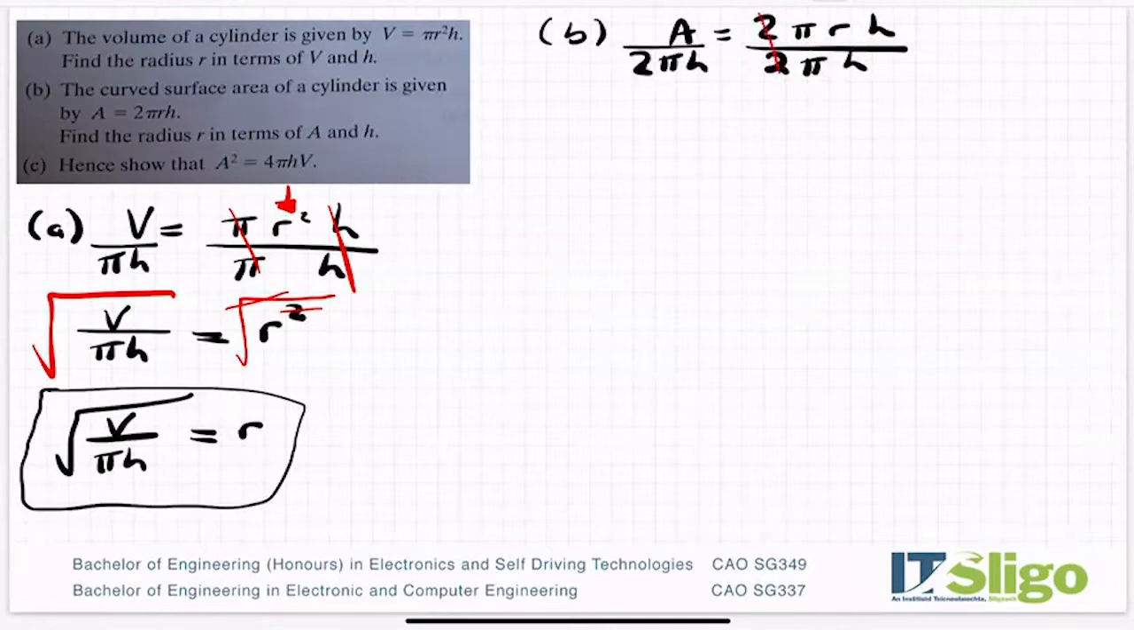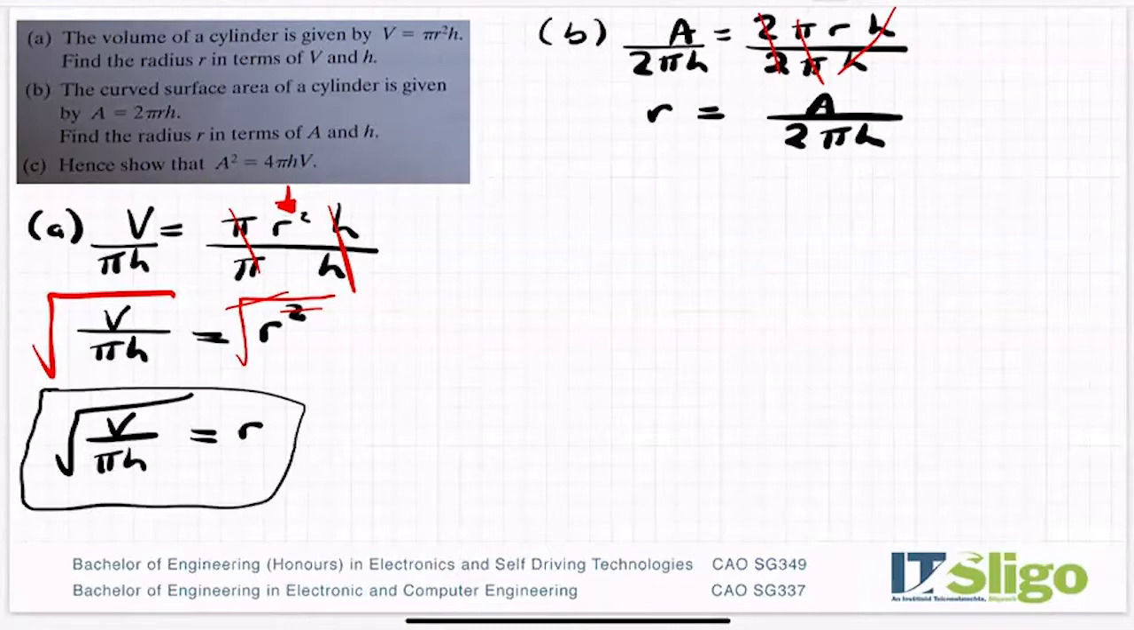So that I get, I'm going to write it the other way just for something different, r being equal to A over 2 pi h. And that's part B. There was no squared in that one, so it was actually easier than part A.